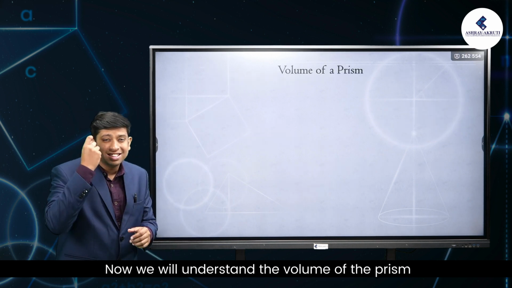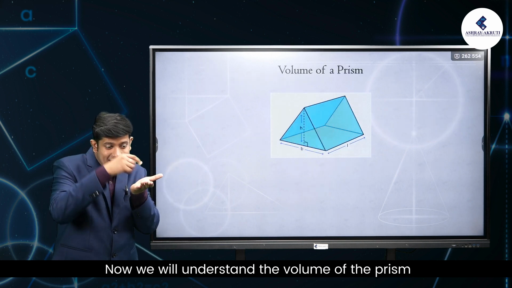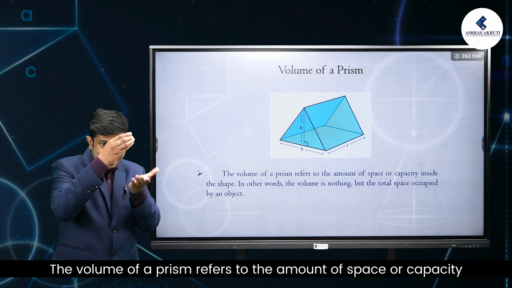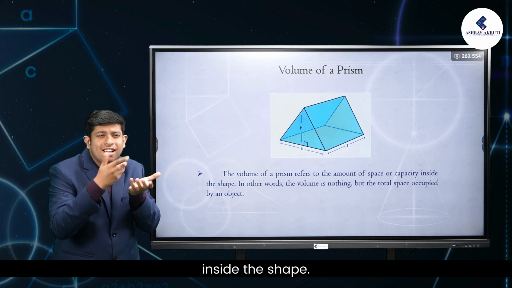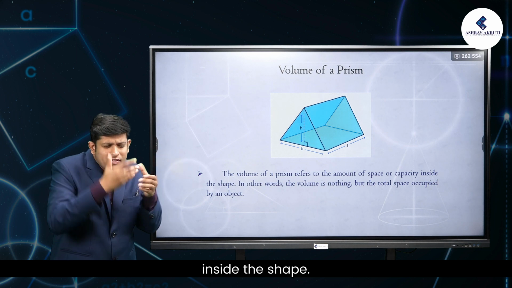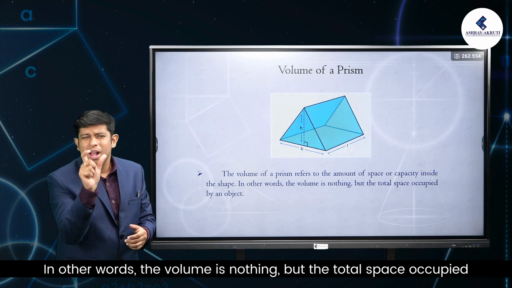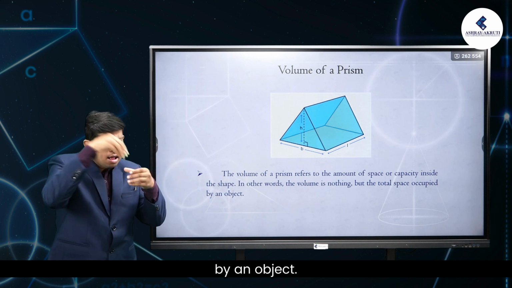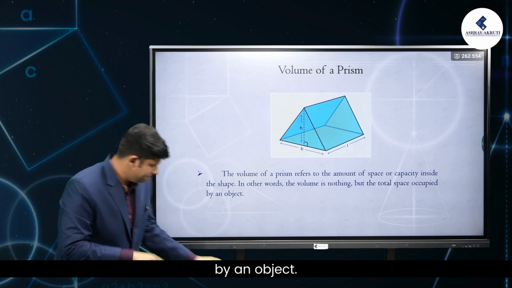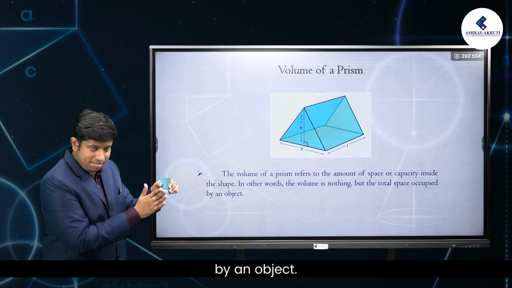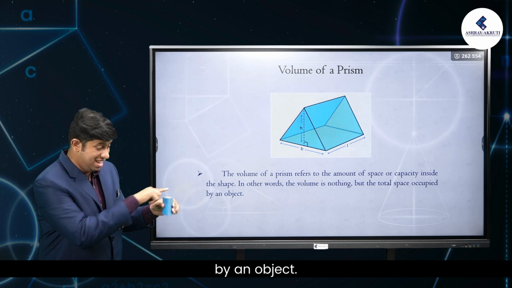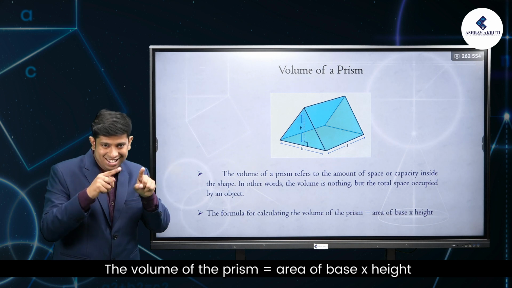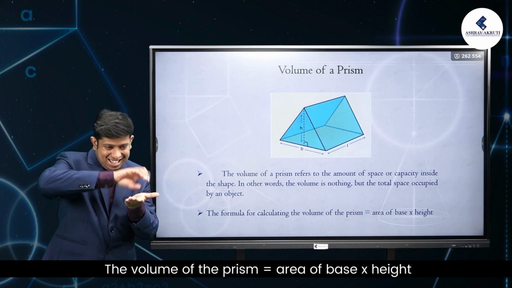Now we will understand the volume of the prism. The volume of a prism refers to the amount of space or capacity inside the shape. In other words, volume is nothing but the total space occupied by an object. The formula for calculating the volume of the prism is equal to area of base into height.